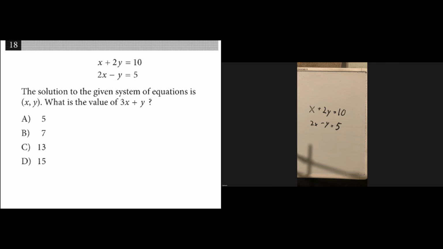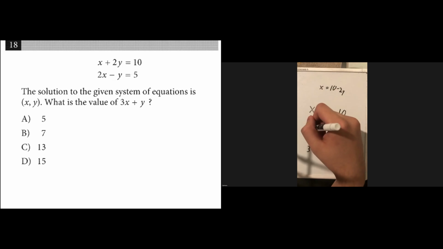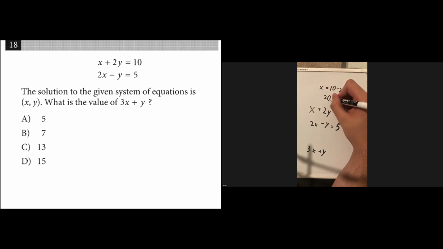Okay, so for this one, we're given two equations, and we're asked to find the value of 3x plus y. And so there's two ways to solve this. And last class, I showed you one way, which is to get the variables by themselves. So for this one, it would just be x equals 10 minus 2y. You just plug in. So you just do 2 times 10 minus 2y minus y equals 5, whatever, whatever.